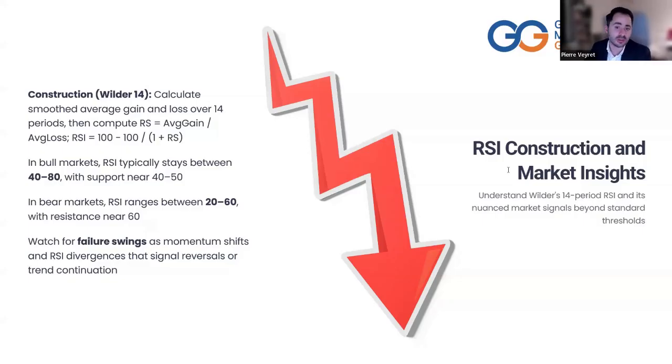In bears, 20 to 60, with resistance near 60, of course. So now you don't want to use the RSI to fade overbought. You want to use it to confirm when momentum is escaping a consolidation. Okay, typical breakout situation here, especially when the RSI breaks its own trend line ahead of price, because this is important to bear in mind, guys.